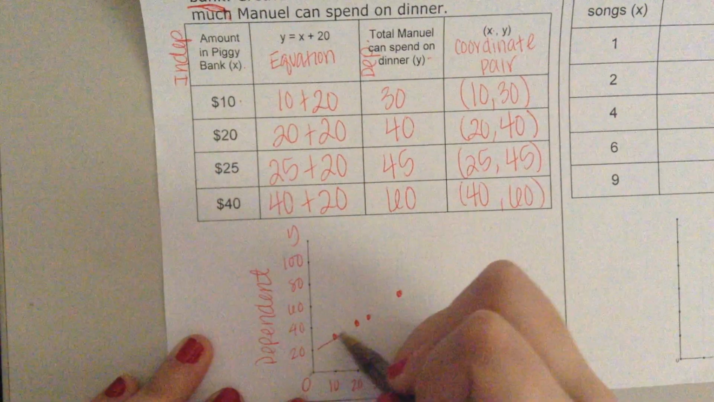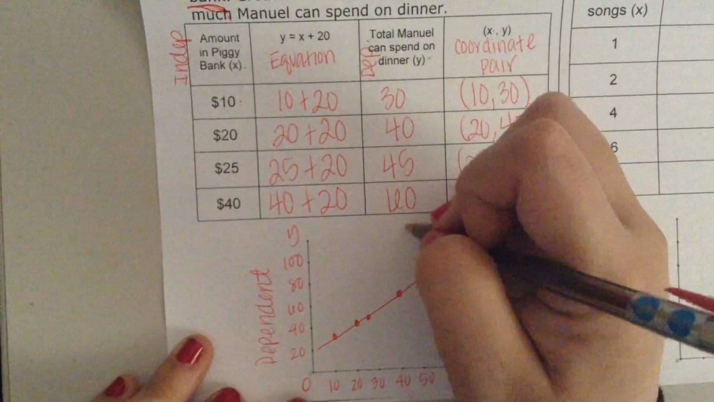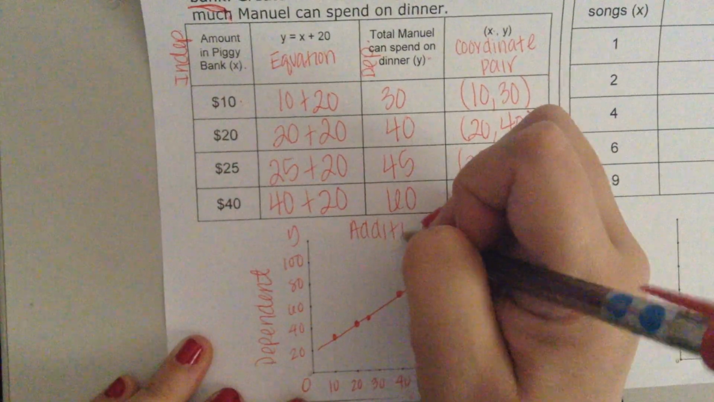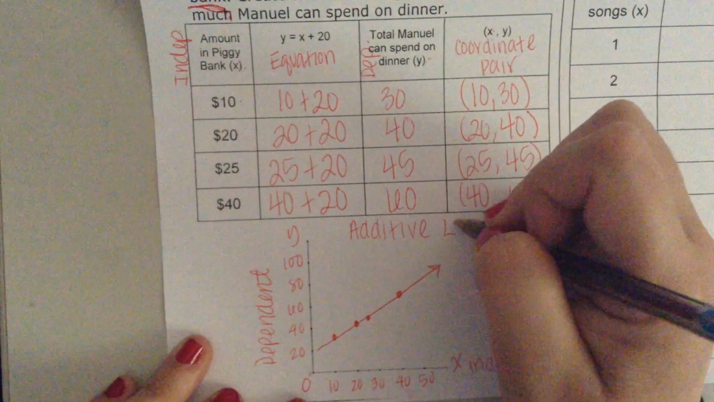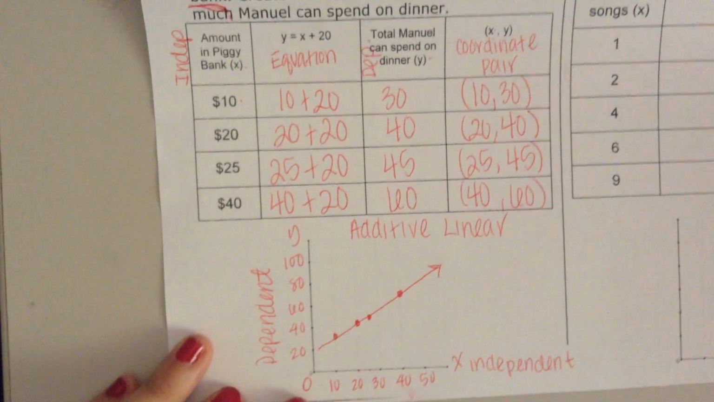And then we're going to connect our points. And this is additive. And it's also linear because it goes in a line.